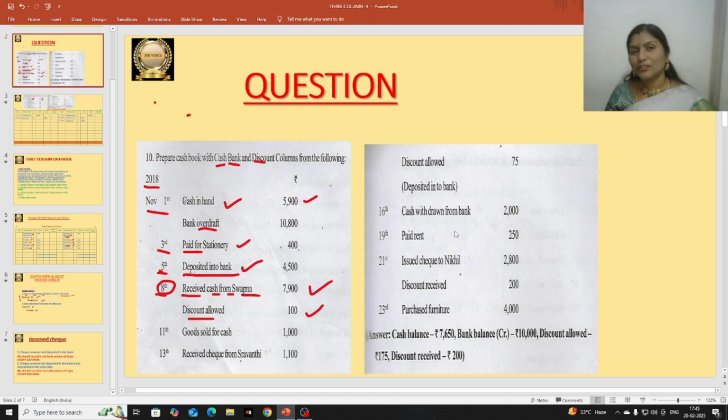So all receipts we are going to record on the debit side. But what to write? Swapna account, because we write the name of the person from whom the business is receiving, or the item name for whatever the business is paying, like salaries paid, we record salaries account. Paid for stationery, we record stationery account. In that way we are going to post in the 3-column cash book. Now we write To Swapna account on the debit side, because cash is received from Swapna. We record it on the debit side because cash is coming into the business.